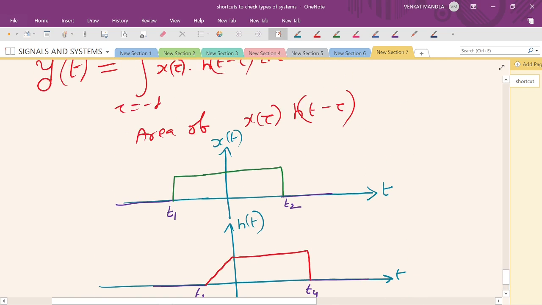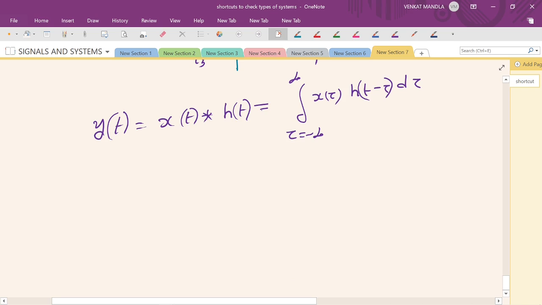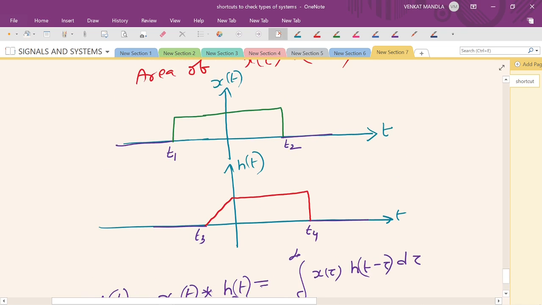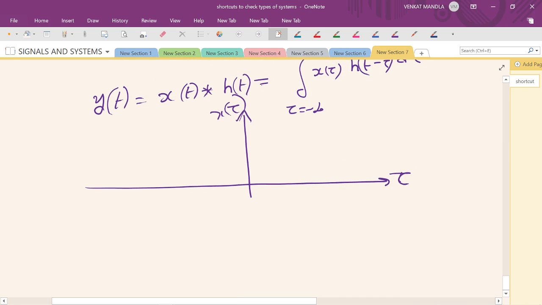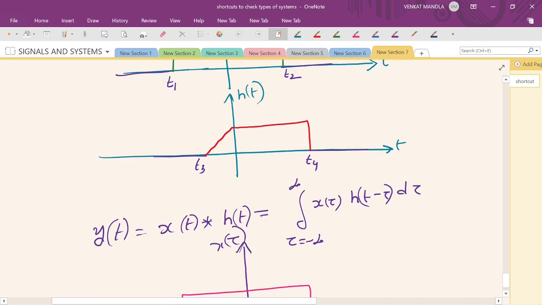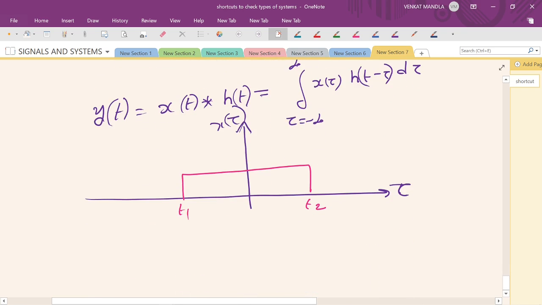So first I will change the axis to tau. X of t is there, and I just need to change the axis to tau. Replace t with tau. That's it. This is tau now, and this is x of tau. The signal will not change because we are just changing the axis. So the limits are from t1 to t2 only. Now the next step: h of t also changes to h of tau.